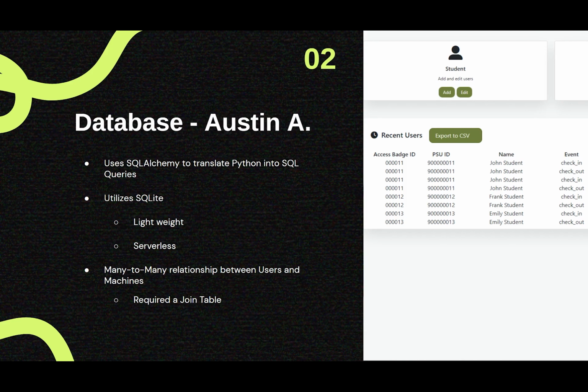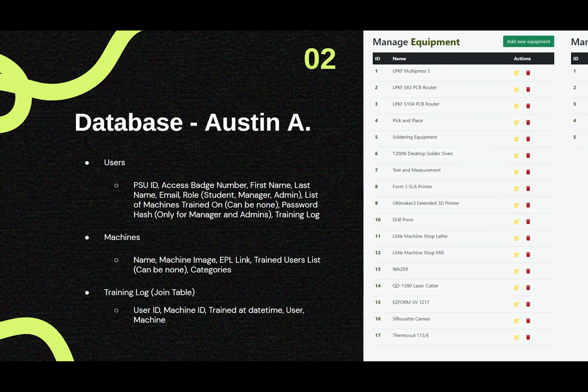As the users and machines have a many-to-many relationship, the training log join table was needed. The user table consists of many members, all of which contain the segmented information of each user, their role within the system, a password hash if they are of manager or admin role, and a relationship to the training log join table. The machine table is a smaller table by comparison, but equally as important.